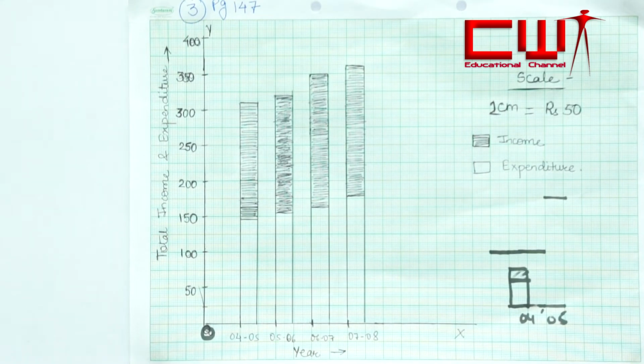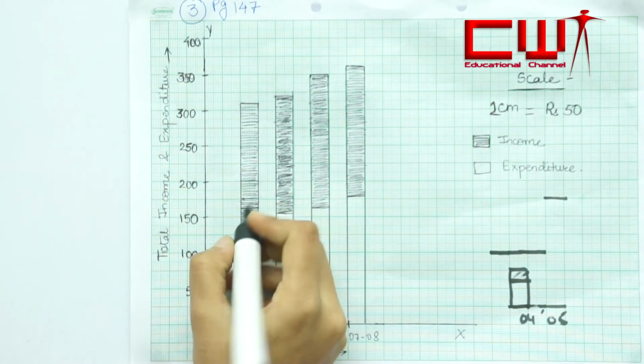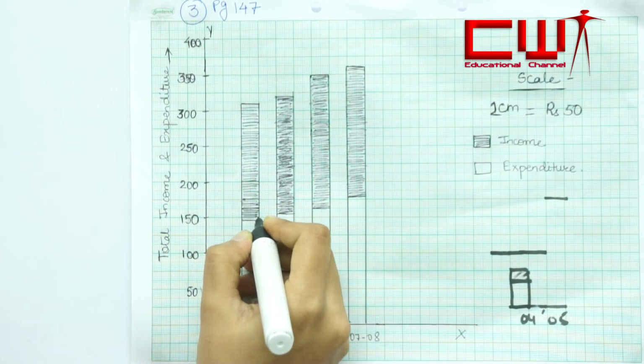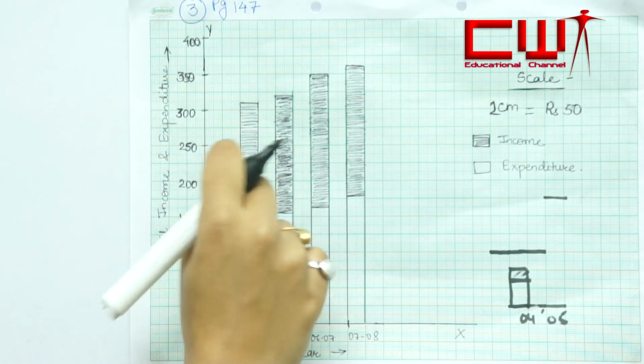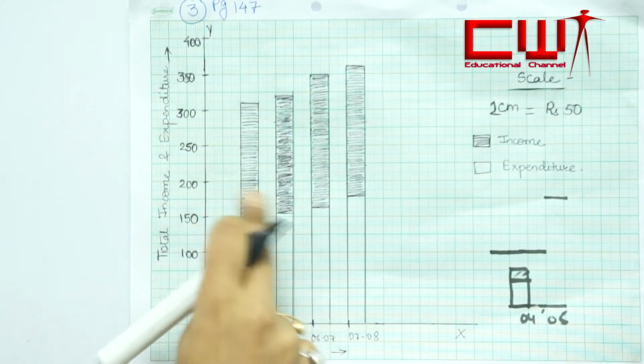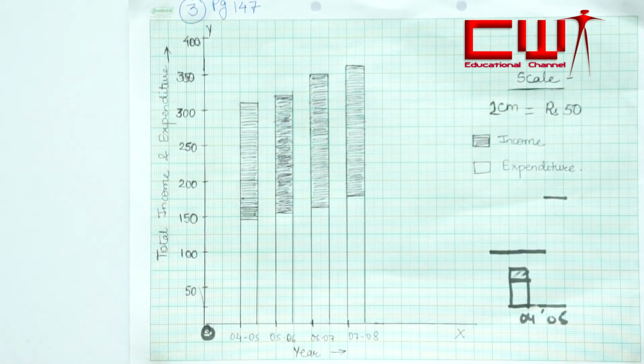See which is the lesser portion. The lesser portion is 148, right? So you draw a line at 148, and this will be your expenditure, and the remaining portion above, that is upwards, will be your income. So always in this question we will see which figure is lower.